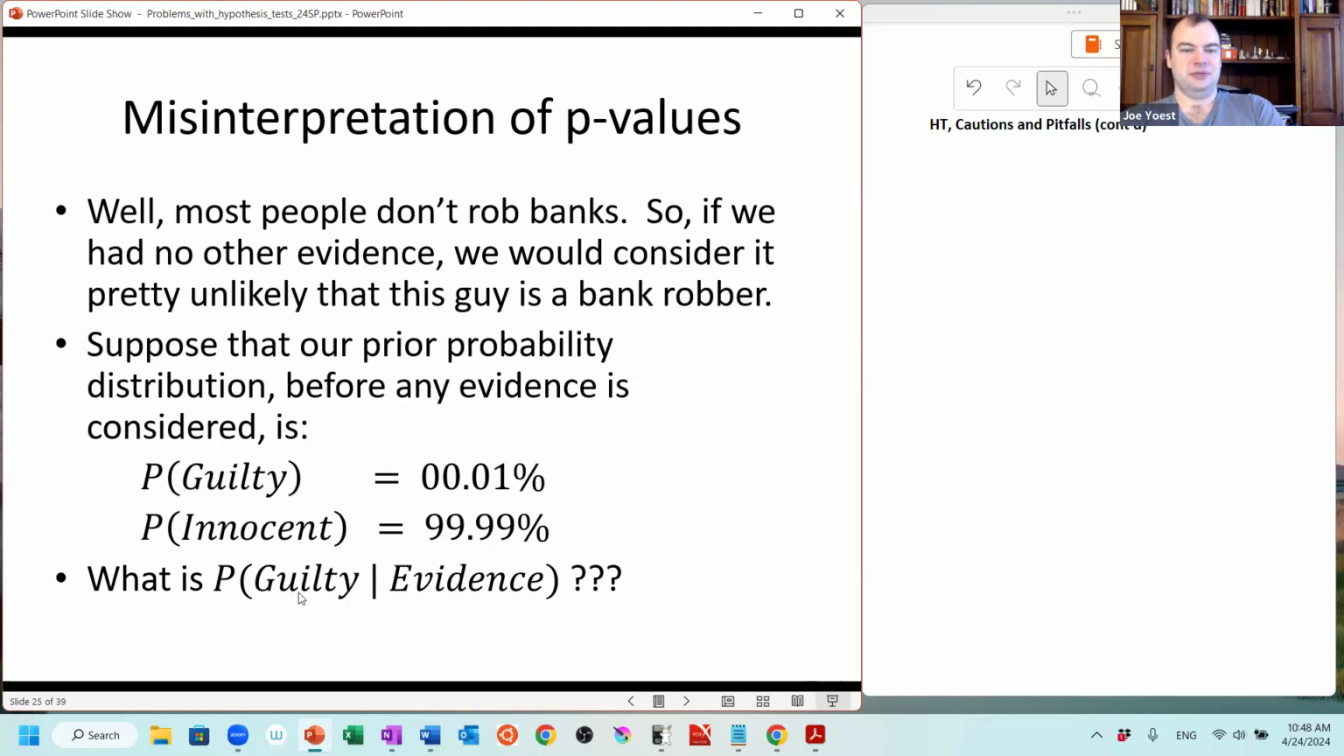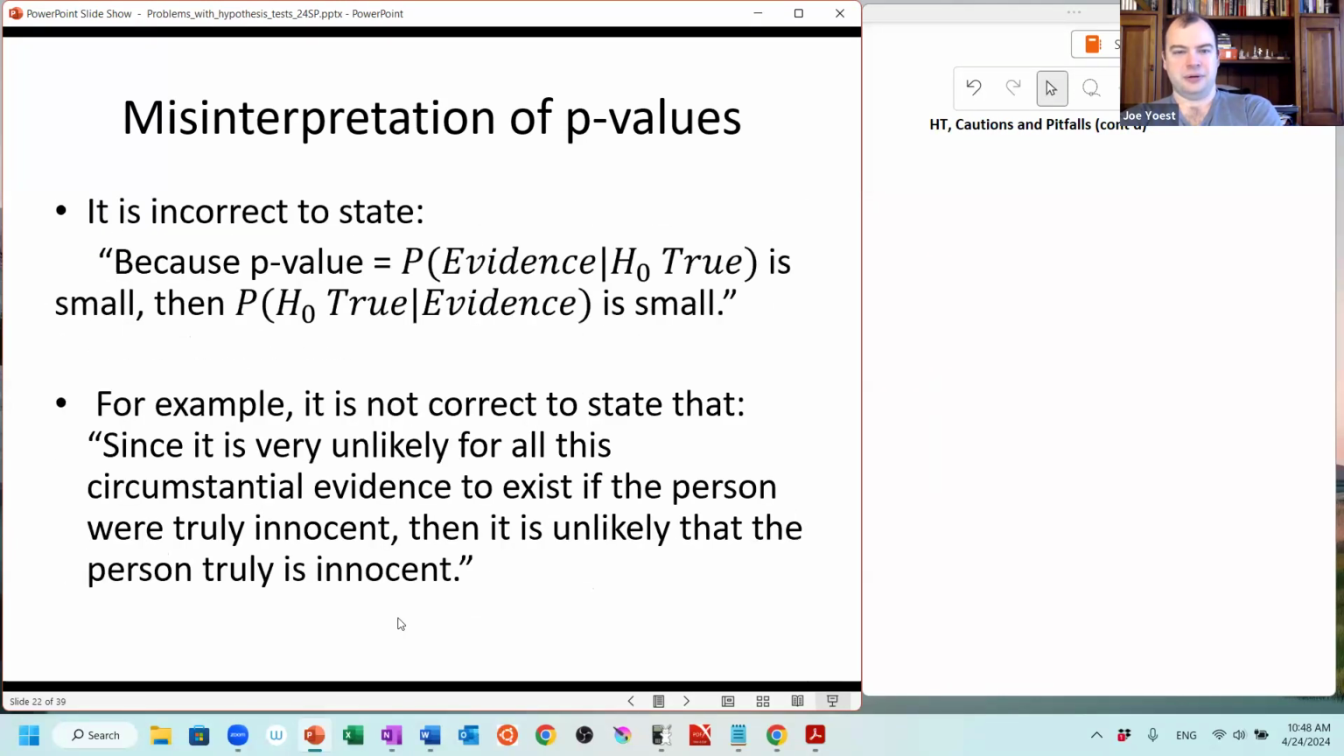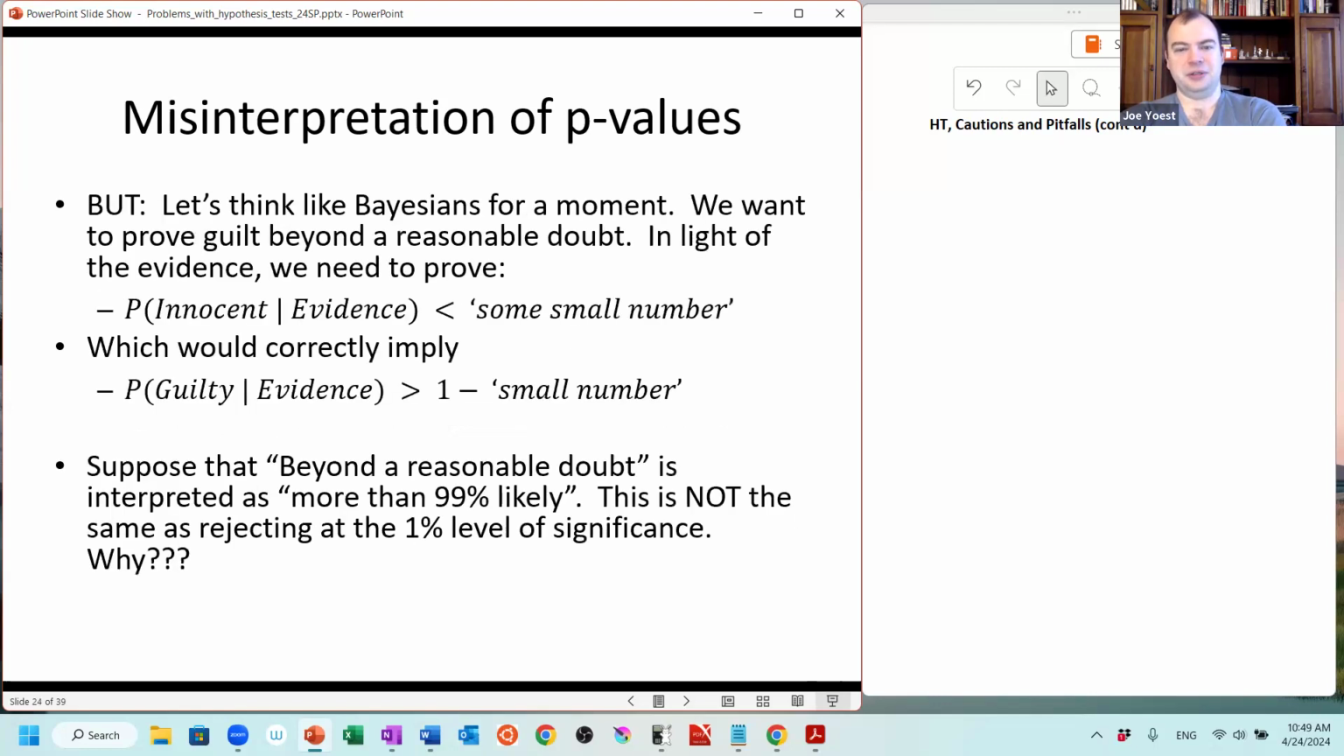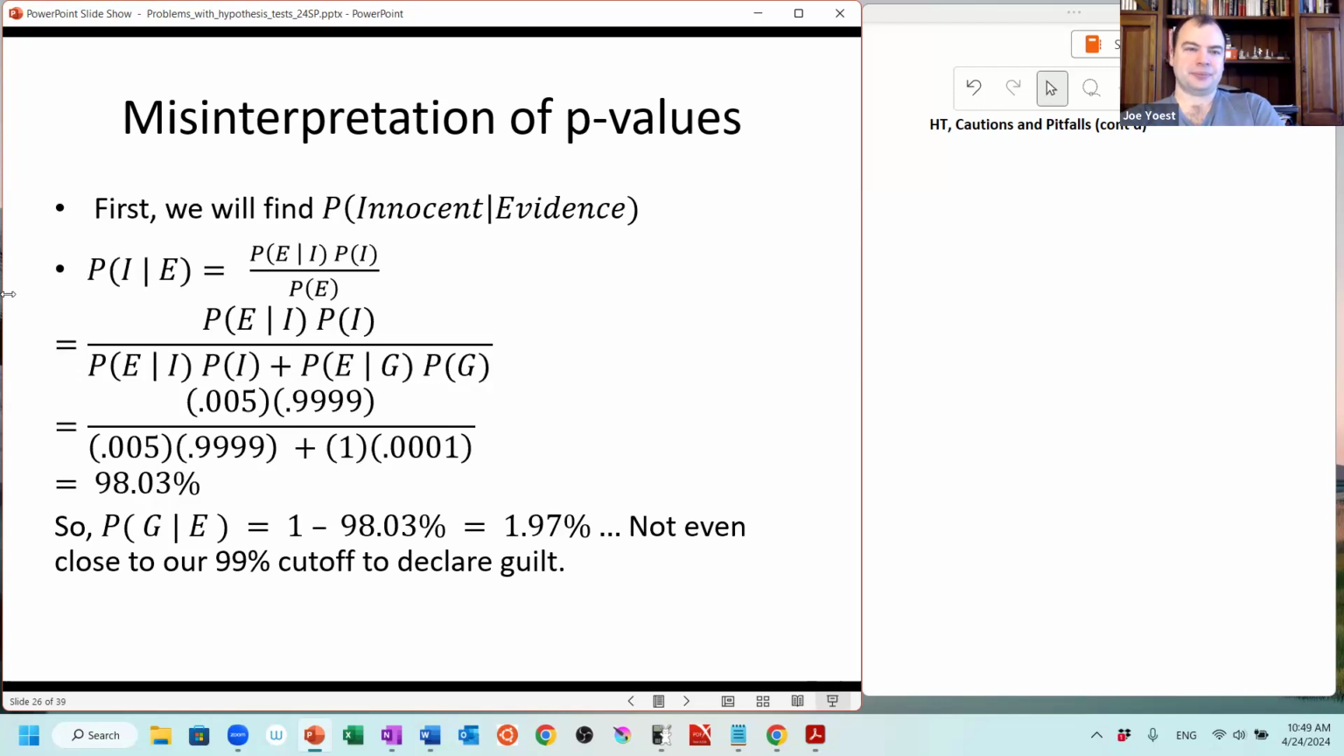So what is probability of guilty given evidence? What is probability of guilty given evidence in light of this number here? This probability of evidence given innocent number. Okay, let's find probability of innocent given evidence, which is by Bayes' theorem, probability of evidence given innocent times probability of innocent over probability of evidence. And we could get the evidence in two different ways. We could have gotten this evidence and it matches an innocent person, or we could have gotten the evidence and it matches the guilty person.